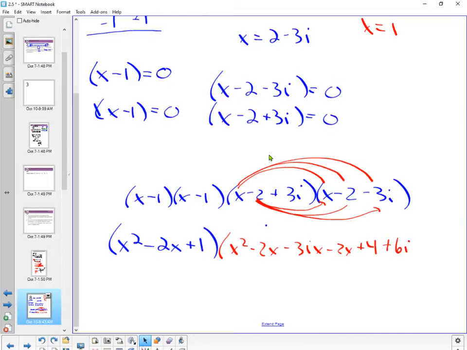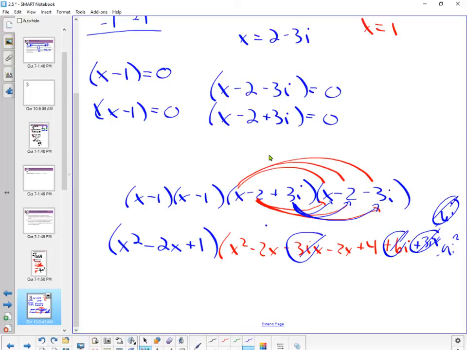Let me do the last one in a different color here. What am I going to get here? Positive 3ix. This will give me a negative 6i. I'm running out of space. And finally, negative 9i squared. Okay, cool. So let's see here. What can we cancel out? The negative i and the positive i, those are gone. The positive 3ix with the negative 3ix, those are gone. And then this is actually a positive 9. So let's clean this up a little bit.